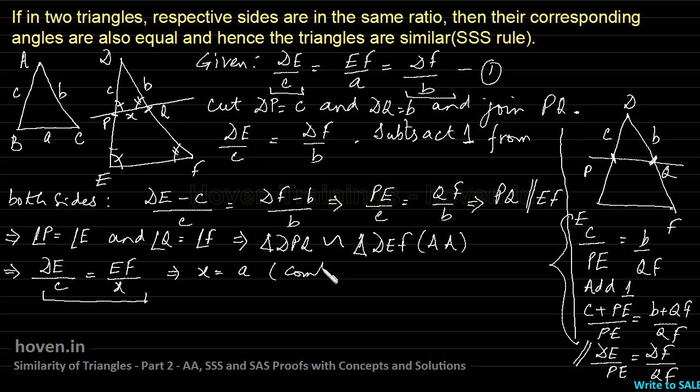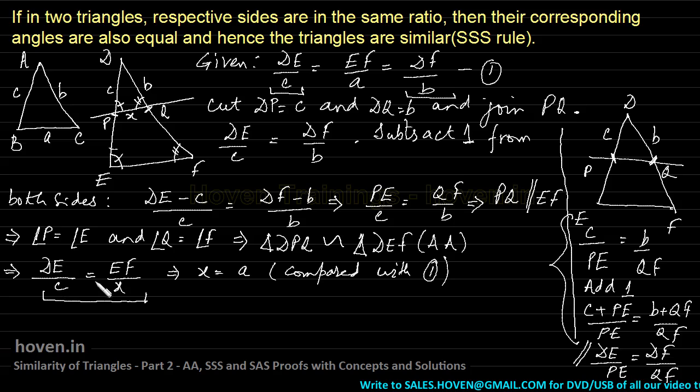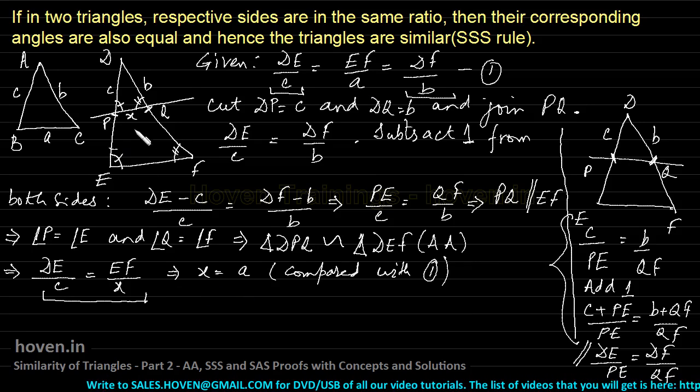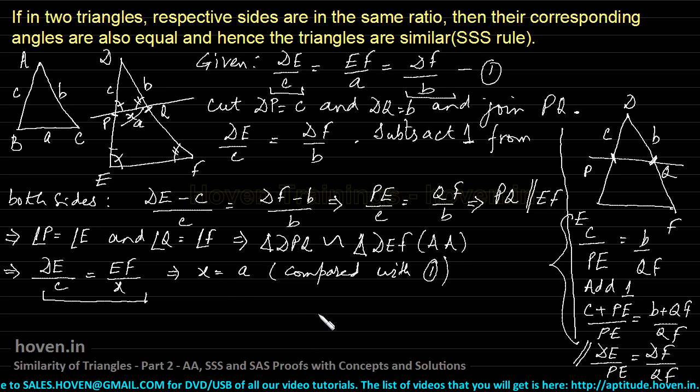We compared with 1. X should be equal to A because DE by CE has been proved equal to EF by X and DE by CE has been given equal to EF by A. Therefore, X should be equal to A. So I'll cross this X and write A here.